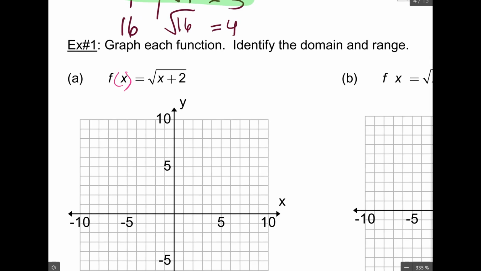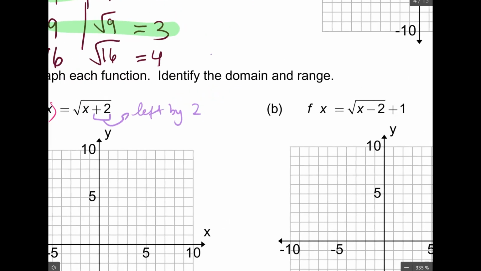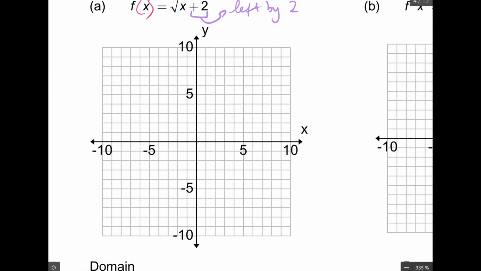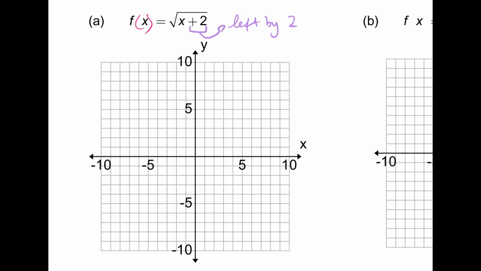All right, graph each function, identify the domain and range. So here I have square root of x plus 2. I believe I already did this a little bit. So I know this plus 2 here is going to mean I'm going to go to the left by 2. This is very similar to when we had y equals (x plus 2) squared plus 4. This is the vertical translation, and this was going to be the horizontal. We talked about that a bunch already. So I know I'm moving everything left by 2.